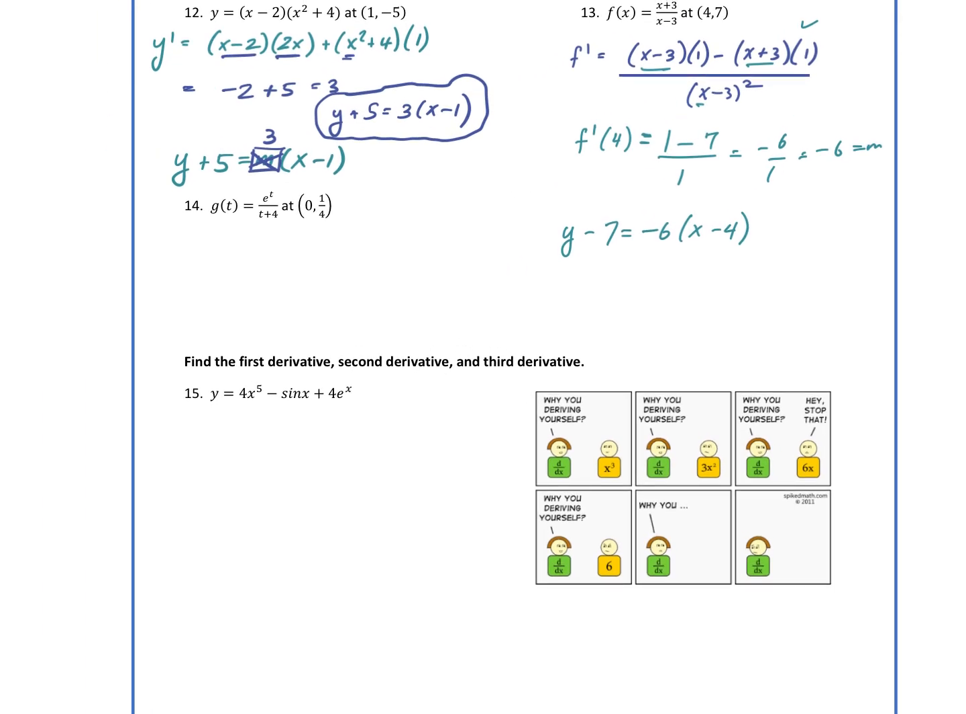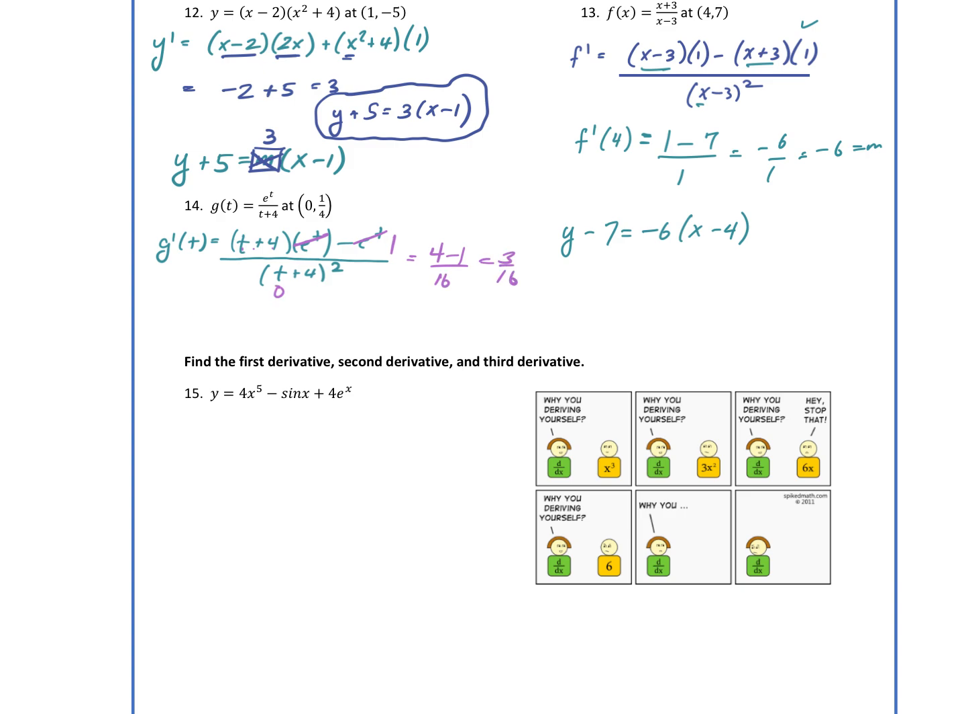And the last one, we've got a quotient rule. Low d high minus high d low, which is just 1, over the bottom squared. And again, I'm just going to plug in 0. That goes away, that goes away. We get 1 on this end. e to the 0 is 1. 0 plus 4 is 4. On top I get 4 minus 1. Here we get 0, I get 16. I get 3 over 16.